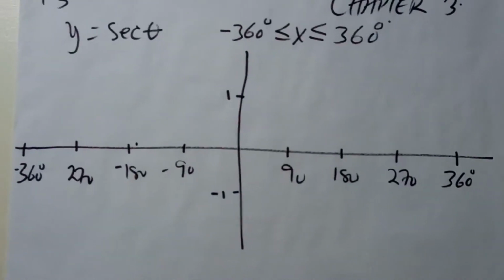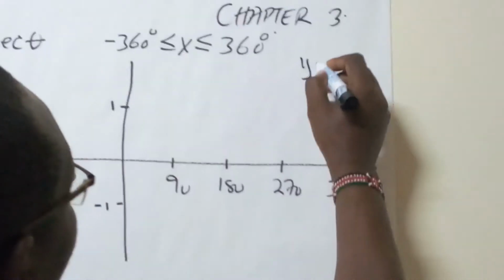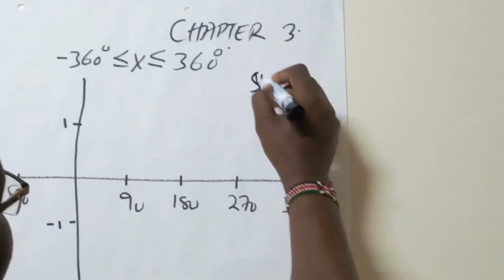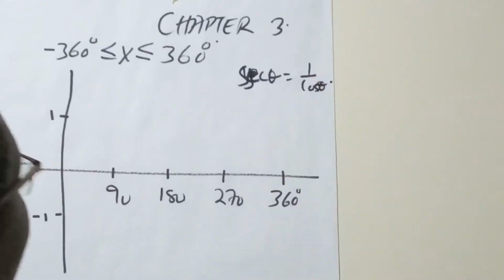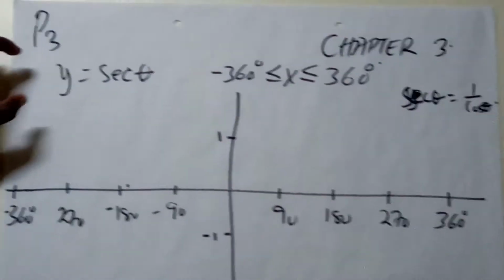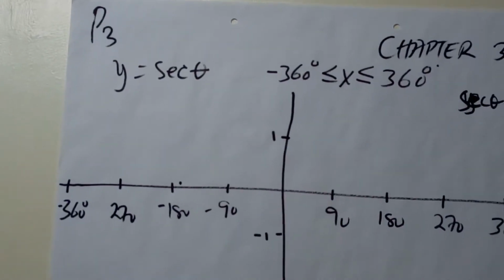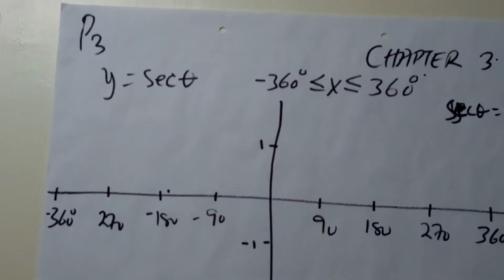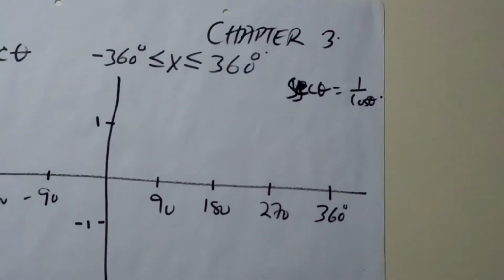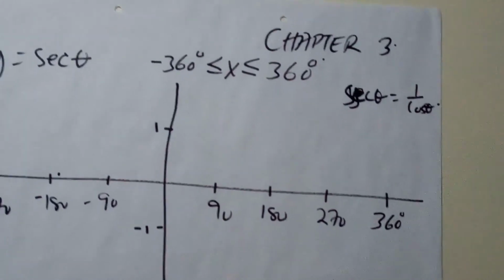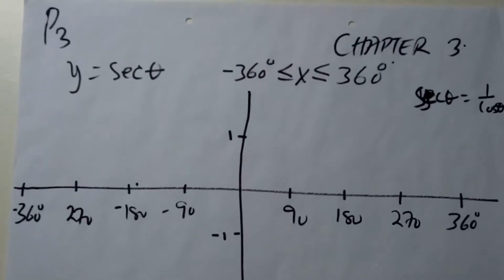One thing we know is that sec theta is equal to 1 over cosine theta. So anytime we are expected to sketch the graph of y equals sec theta, we should be able to have the graph of y equals cosine theta, after which we reciprocate it, or write it in terms of y equals 1 over cosine theta.